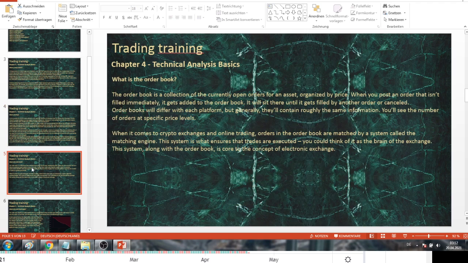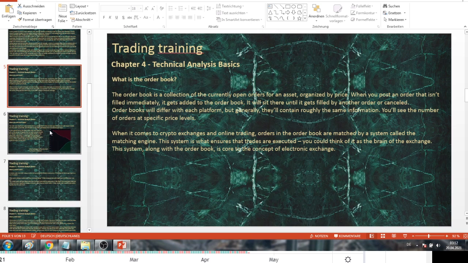So, what is the order book? The order book is a collection of currently open orders for an asset. That means if you buy XRP or something like that, you have an order book, and all these assets will be shown in this portfolio. So we go to the next.